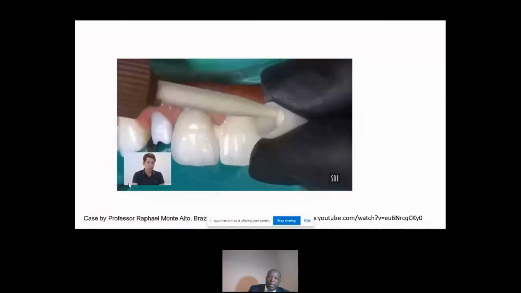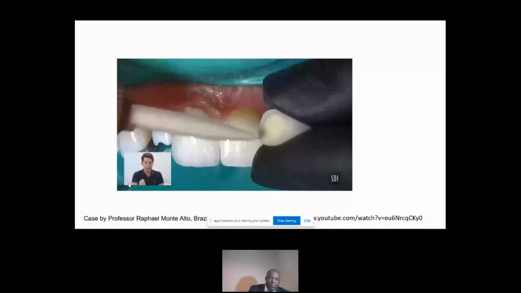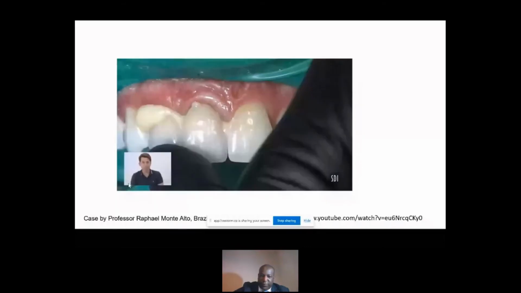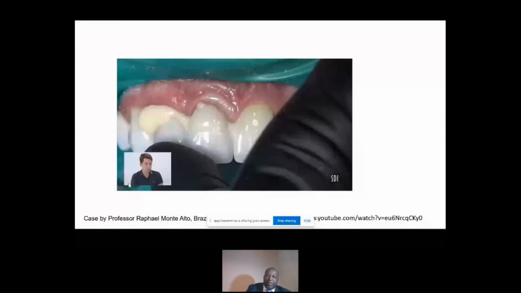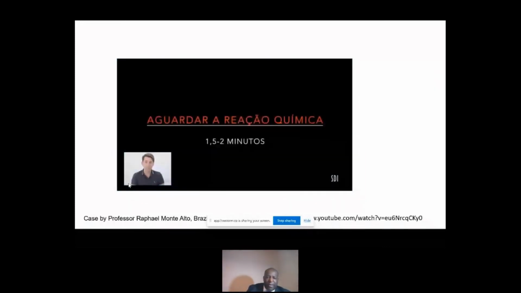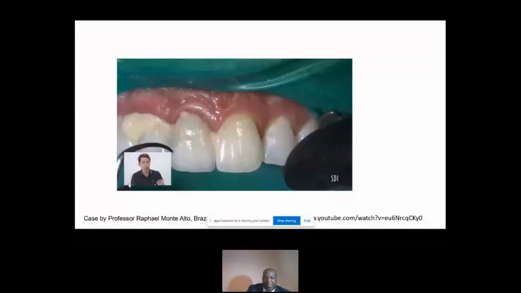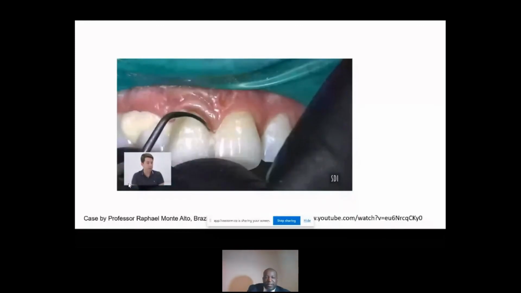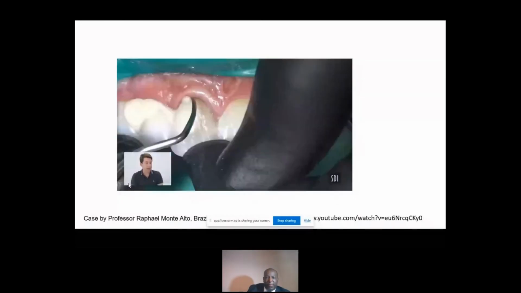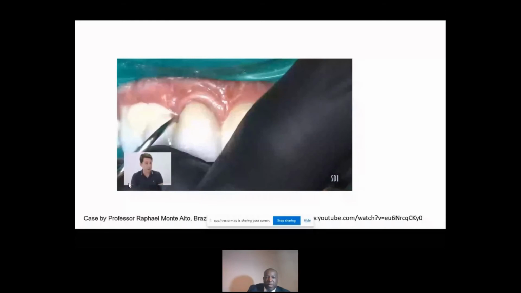And the same again with the upper right 2. Again, giving it time to do the initial setting. It's very easy at this stage to try, and you're waiting between 1.5 and 2 minutes for the initial setting. And then after you've done that, remove the excess. You see it's like a gel state. He's gently removing that, giving it time, putting pressure on those areas as well.